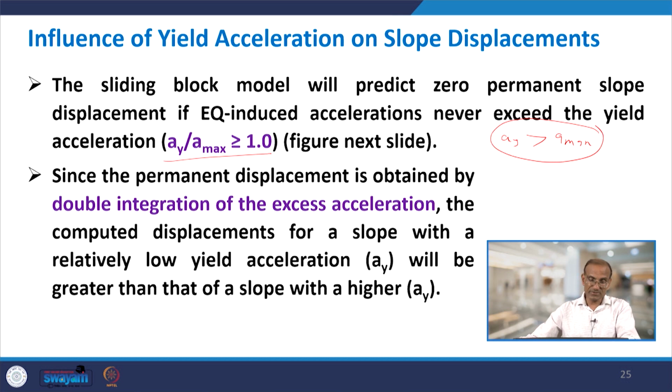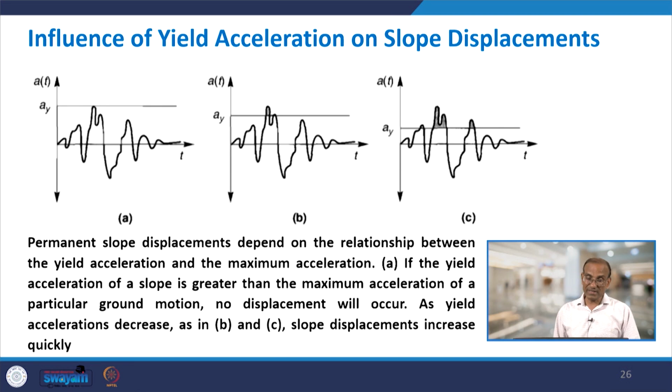Since the permanent displacement is obtained by double integration, the computed displacement for a slope of relatively low yield acceleration will be larger. So, the larger the difference between Ay and Amax, the more permanent displacement you can expect. Let us say in a given earthquake I fix the value of Amax. If my Ay is low compared to Amax, you will get higher values of permanent displacement, but if your Ay is higher, then you will get less. This has been explained here.